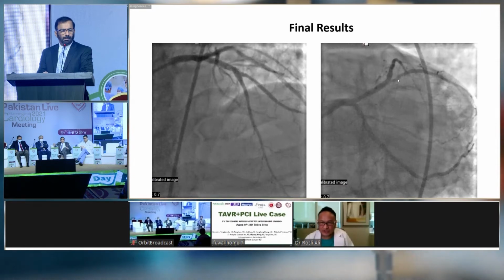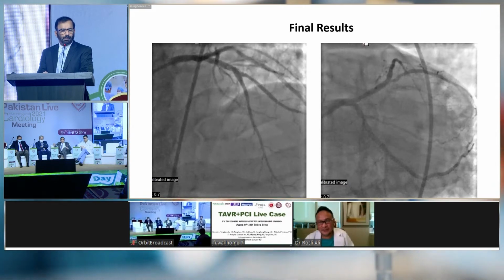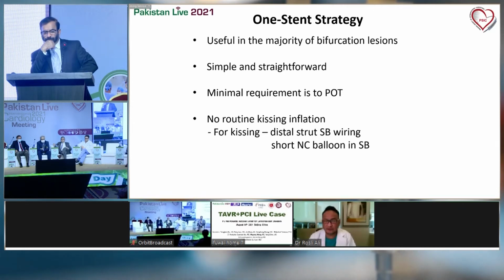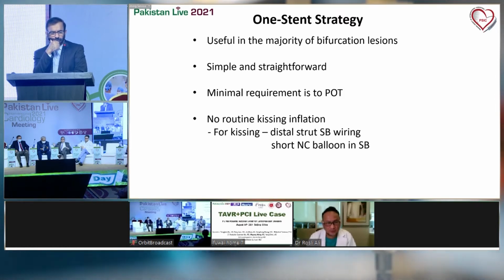The result is TIMI 3 flow, and since it's a small side branch, we decided not to put a stent in the side branch. So essentially, if I were to use a one-stent strategy, and it's been noted that the majority of cases tend to get away with a one-stent strategy, it's fairly simple and straightforward, with fewer risks of stent thrombosis, especially a side branch stent. But what is required once you use a one-stent strategy is a minimal requirement of POT, the proximal stent.